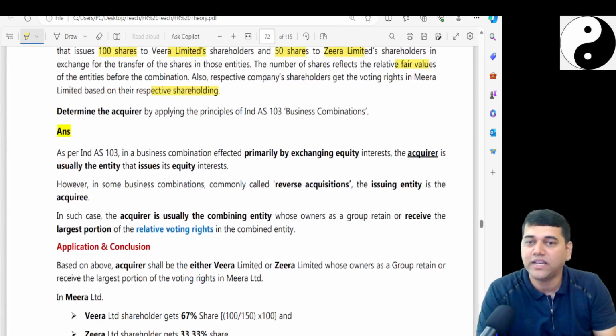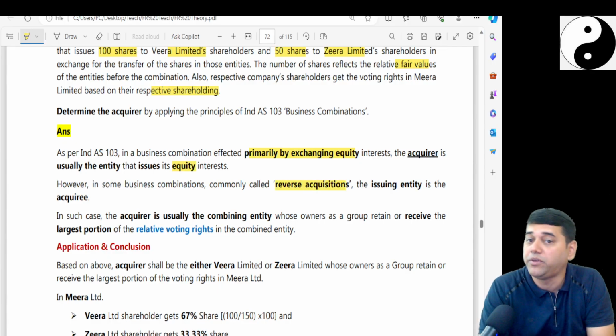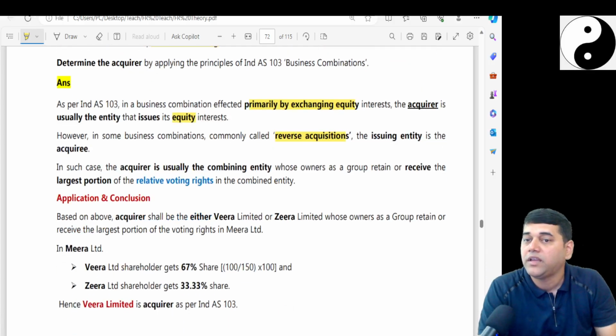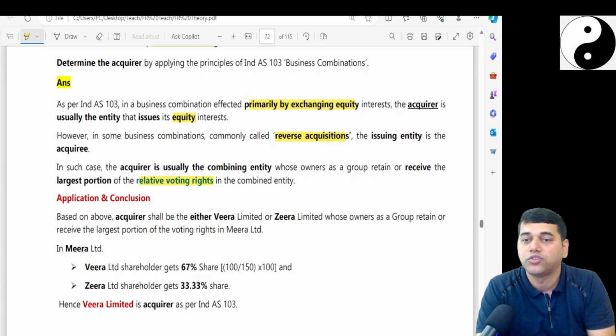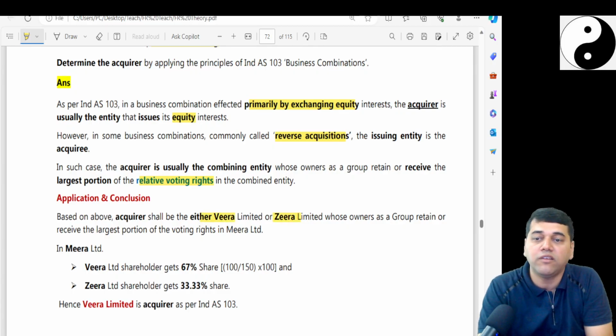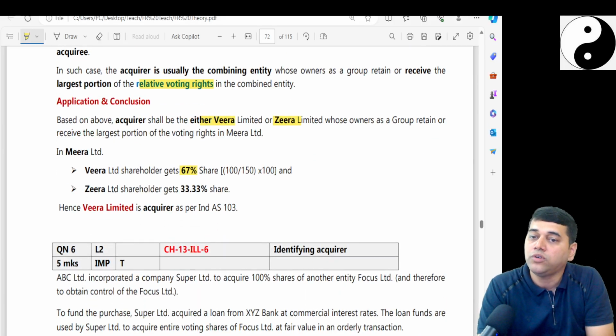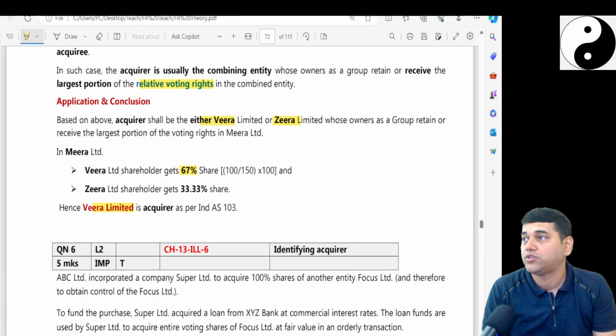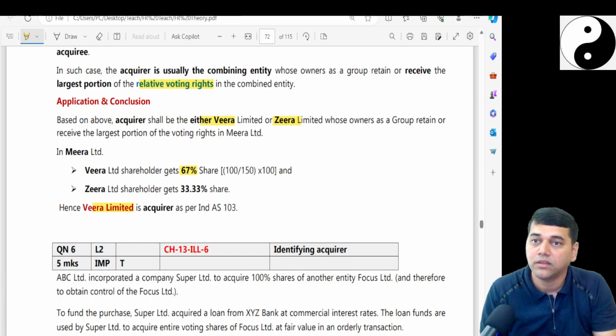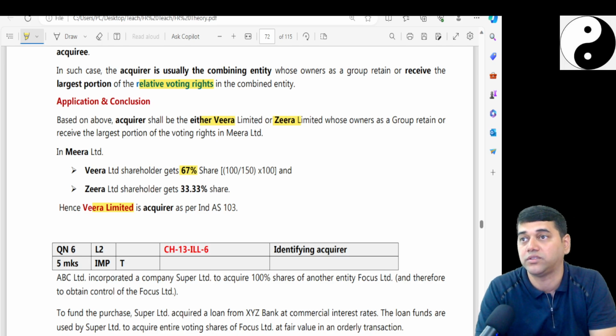There you have to say that, look, it is primarily by exchange of shares. Usually the one who issued the equity shares is the acquirer, but there is the possibility of reverse acquisition also, in case of relative voting rights. The first point, relative voting rights. So either Veera or Zira will be the acquirer. If you see, 67% is held by Veera, so Veera Limited is the acquirer now. So what happens here? This is a case of a reverse acquisition.